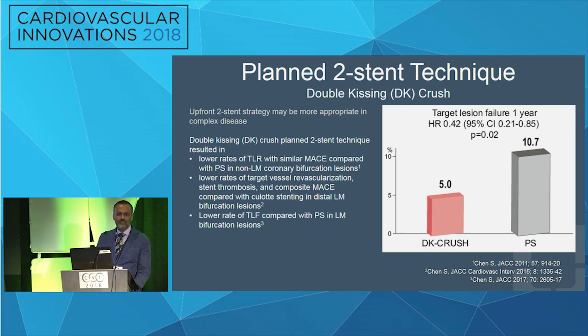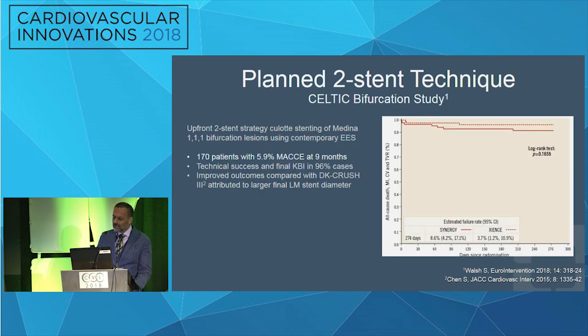For patients that need an upfront two-stent strategy, there's an abundance of techniques. There's a lot of robust data for the DK crush technique. Several trials have looked at DK crush in both non-left main as well as left main disease. In non-left main disease, DK crush technique seems to be superior to provisional stenting. In terms of left main disease, DK crush seems to be superior compared with two-stent as well as culotte stenting.